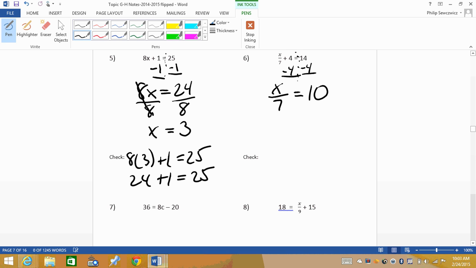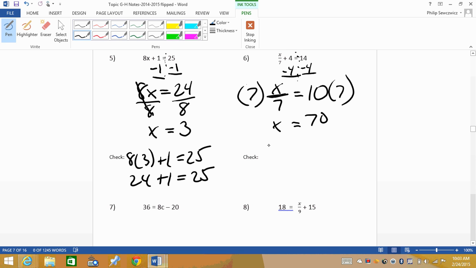Again, undo any addition or subtraction that happens first. Then I'm going to undo any multiplication or division. So I am dividing by a 7. So the opposite is to multiply by 7. So I'm going to multiply both sides by 7. If you want to cross out, fine. If you just want to leave it and jump to your x, that's fine, because again, they will undo each other. 10 times 7, yeah, that's 70.